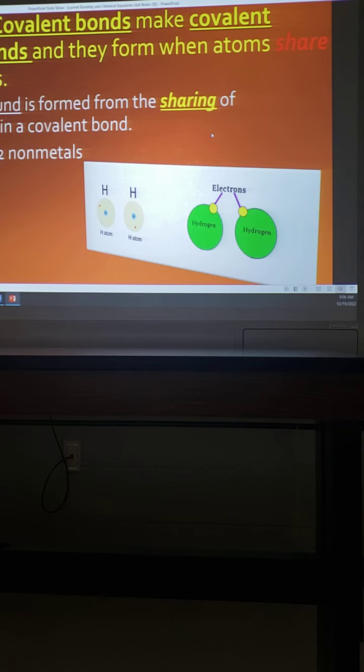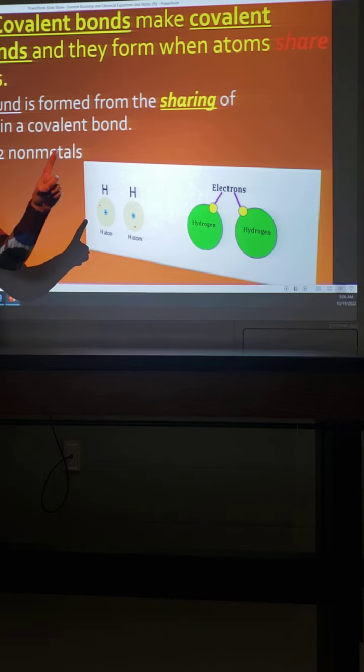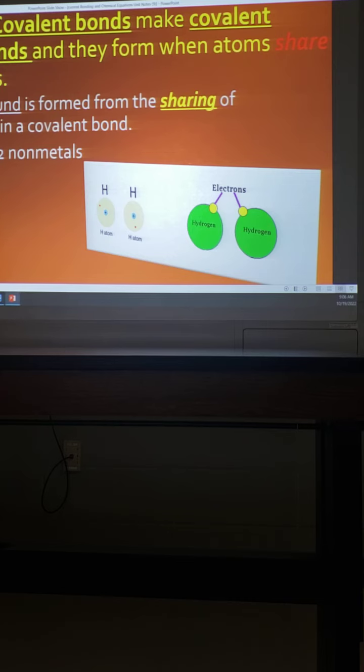All right, ionic, Brooklyn, you with me? No shenanigans over there. Covalent, or excuse me, ionic was dealing with one of our metals and one of our non-metals. Here's a difference. Covalent is dealing with two non-metals, okay, two non-metals. And so, again, the prefix co means together, joined, shared, all of those ideas.